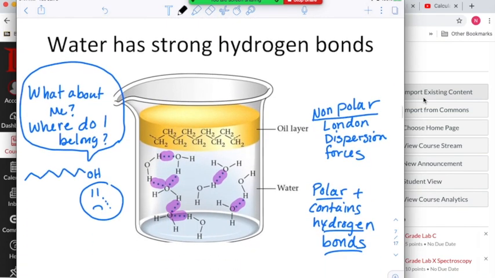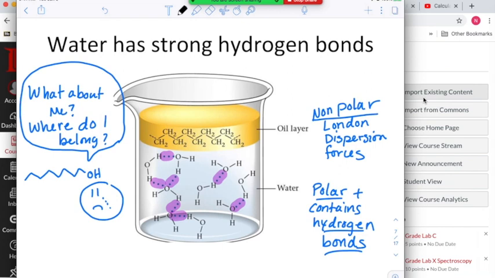So water has those strong hydrogen bonds. So what we would find is if we had something nonpolar, it would dissolve very well into our oil layer. If we had something polar, it would dissolve very well into the water aqueous layer. And also something ionic would go very well into the water layer.